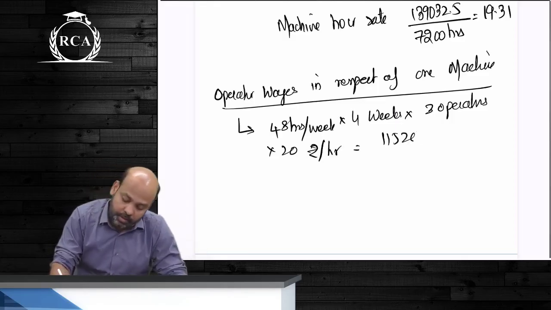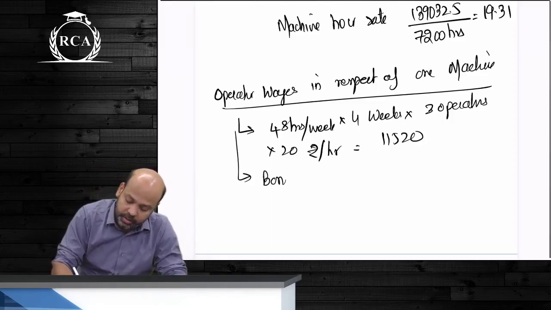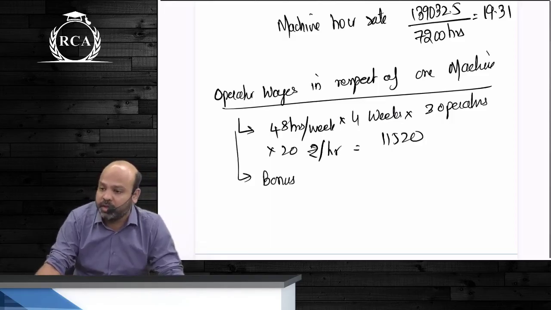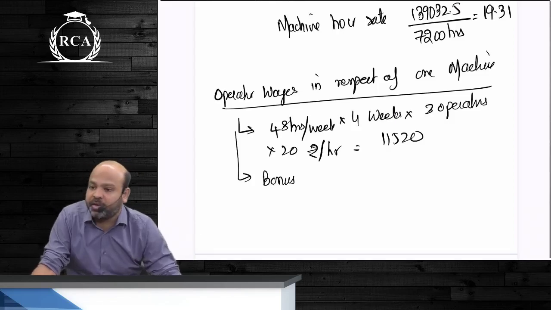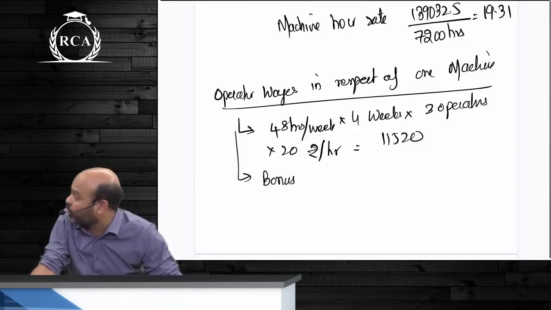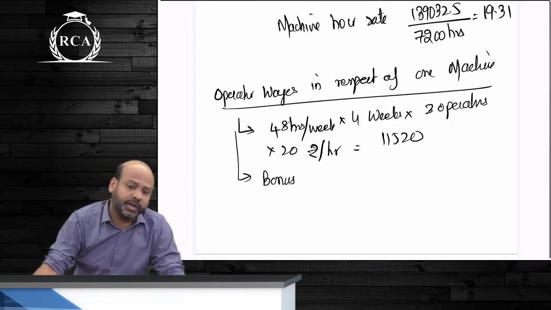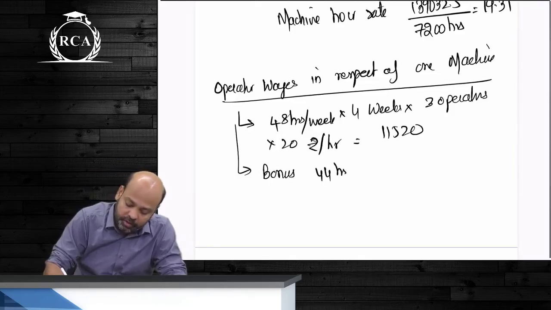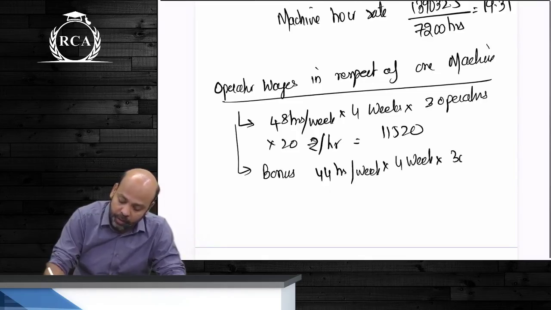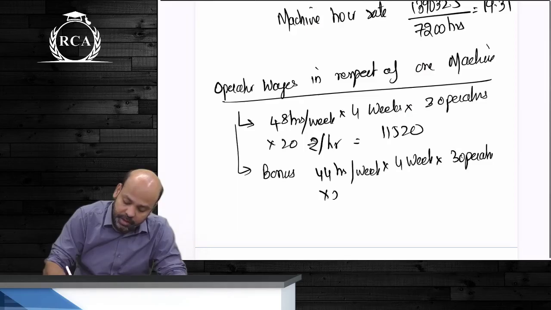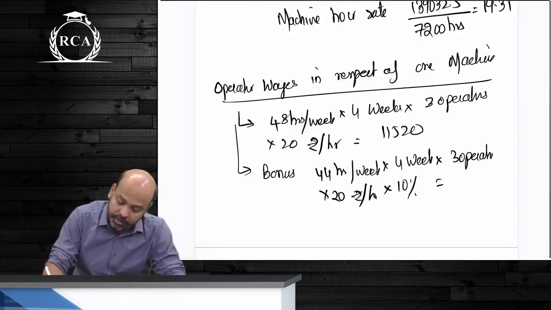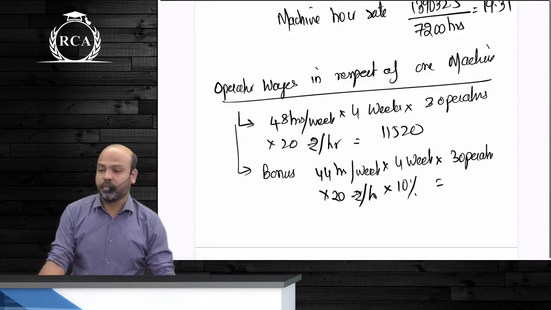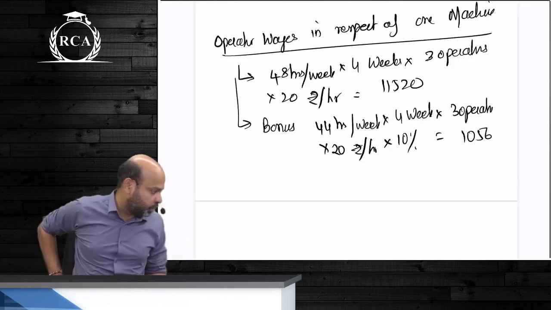11,520. But when it comes to bonus, beta, how will I do it? Should I write 11,520 into 10%? If the bonus was just stated as 10% and left at that, then you would have taken 10% of 11,520. But in that case, beta, even setup would have been productive time only. But here you will write, guys, 44 hours per week into 4 weeks into 3 operators into 20 rupees per hour. Its 10%. How much will that be, guys? This will be the amount of bonus, beta. Amount of bonus, guys, is 1,056.